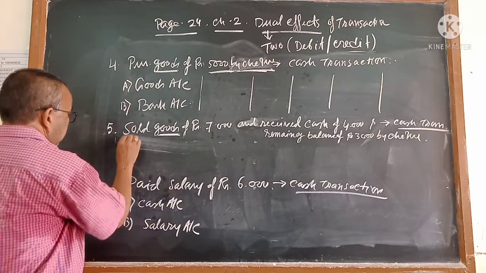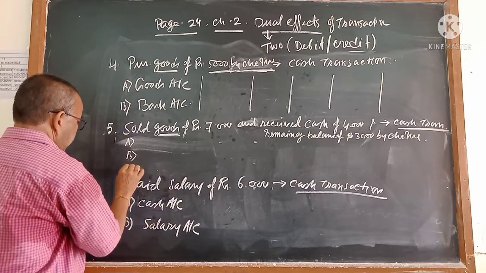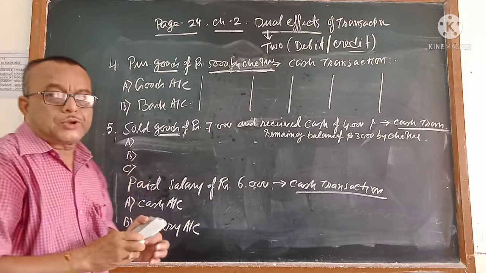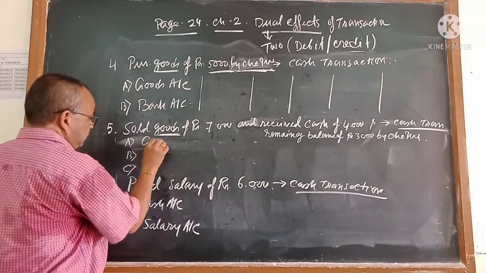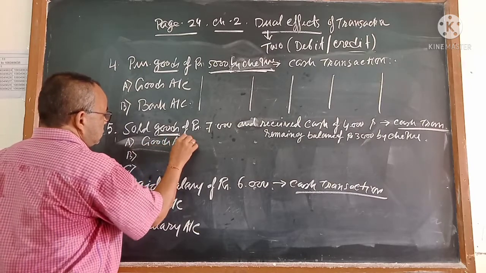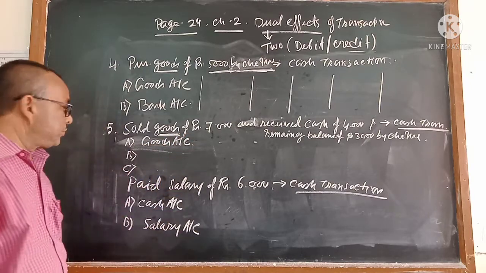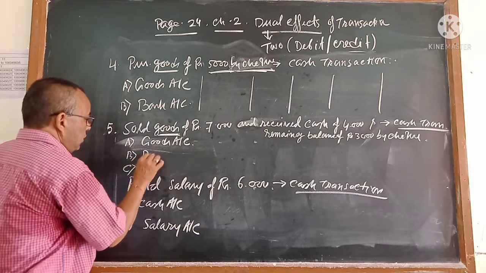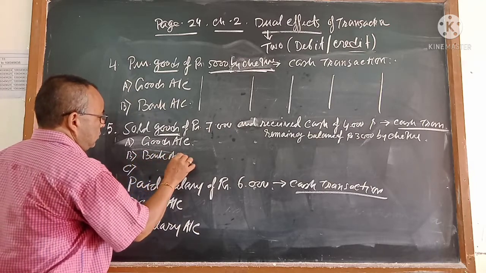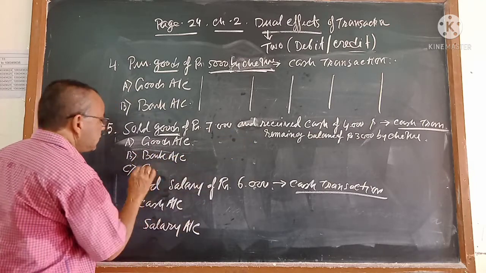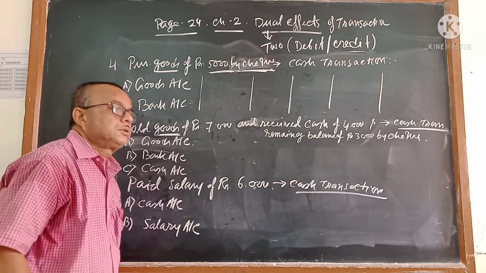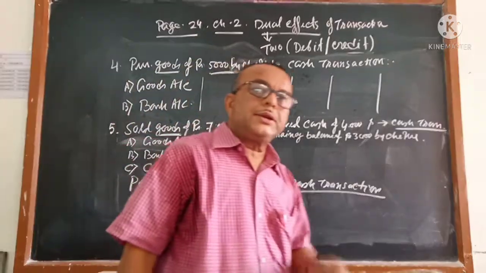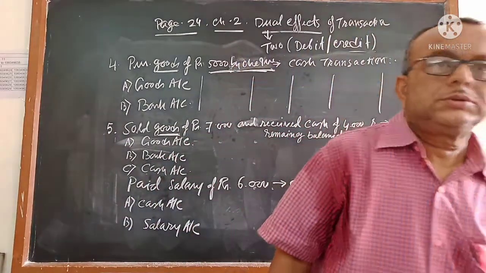Here, A, B and C. Three effects will come. One is called the goods account, which means goods are gone from your business. Another is called the bank account, where you have received a check. And the cash account, where you receive cash. So at least two effects.